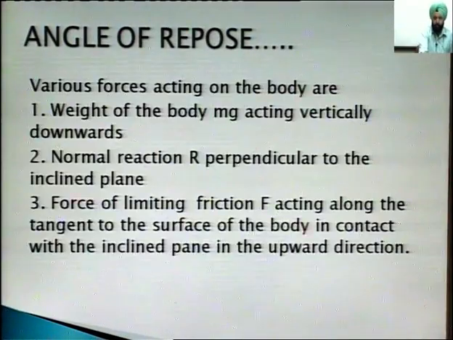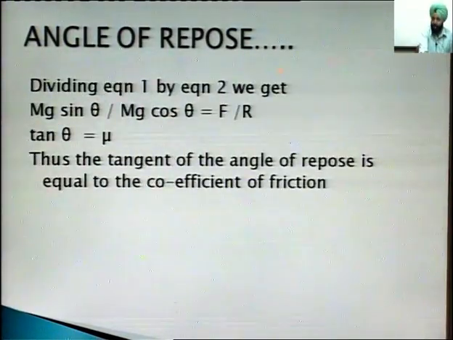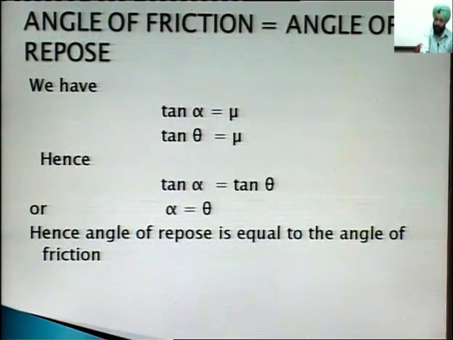Then we have proved that tan theta is equal to mu, that is, tan of the angle of repose is equal to the coefficient of friction. Again tan alpha and tan theta are the same, hence alpha and theta are equal. Another important result which you must remember: angle of repose is equal to angle of friction.